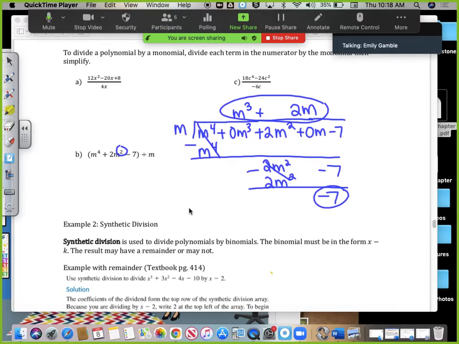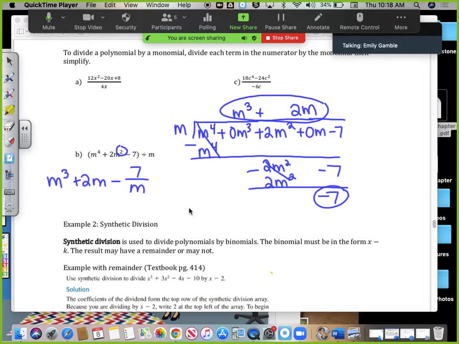This is the total answer that can be completely divided out. M to the 3rd power plus 2m, but we will have a remainder, and the remainder will be minus 7 over m. So that's how you would use the long division to get to that answer, which I think does require a lot more work.